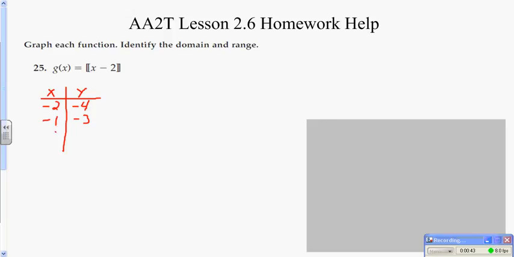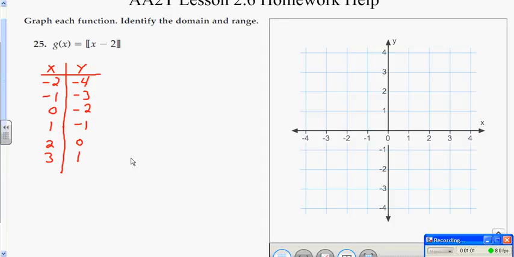If we plug in a 0, we get -2. Plug in a 1, we get -1. And plug in a 2, we get 0. And one more for good measure, plug in a 3, we get 1. Now, ta-da! All right, I put this graph on here to help us graph it.